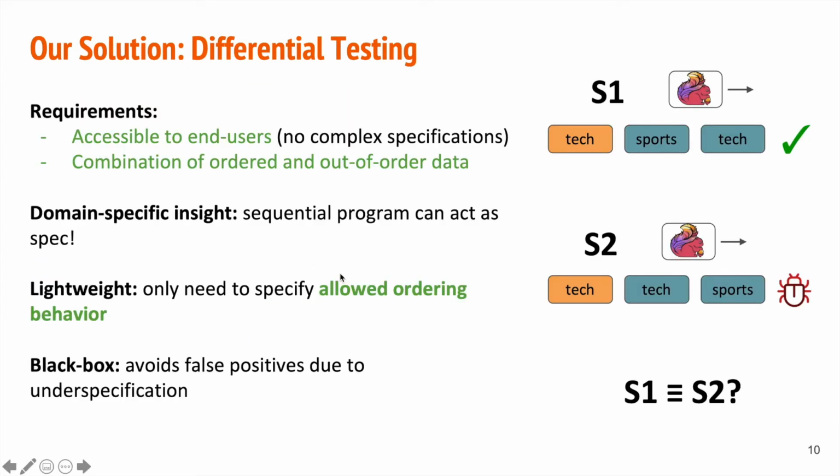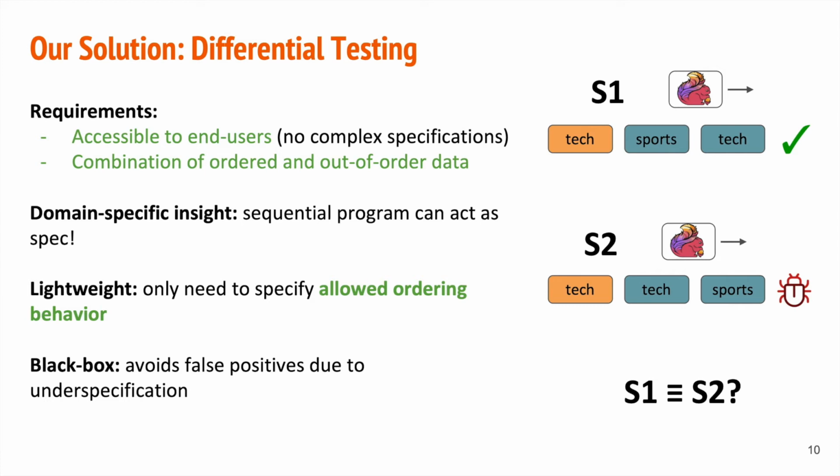So what have we identified before about the solution? We want the solution to be accessible to end users. That is, it shouldn't have any complex specifications or require any expertise about distributed systems and how they work. We also need to be able to accommodate a combination of ordered and out-of-order data, and that's crucial, as illustrated by the example on the previous slides. And so these are our requirements for our testing solution.